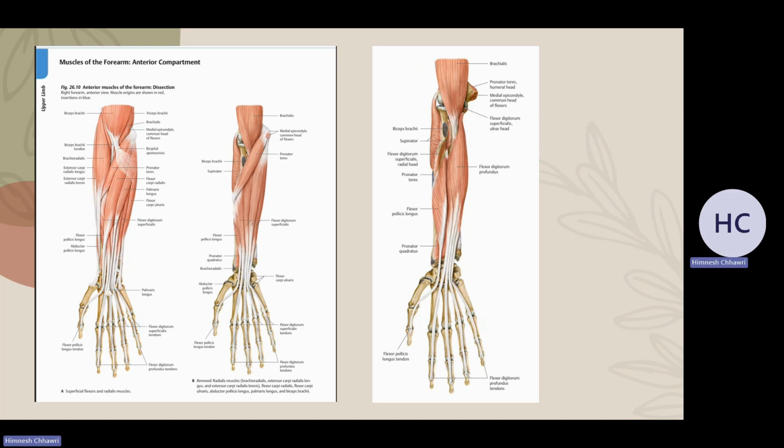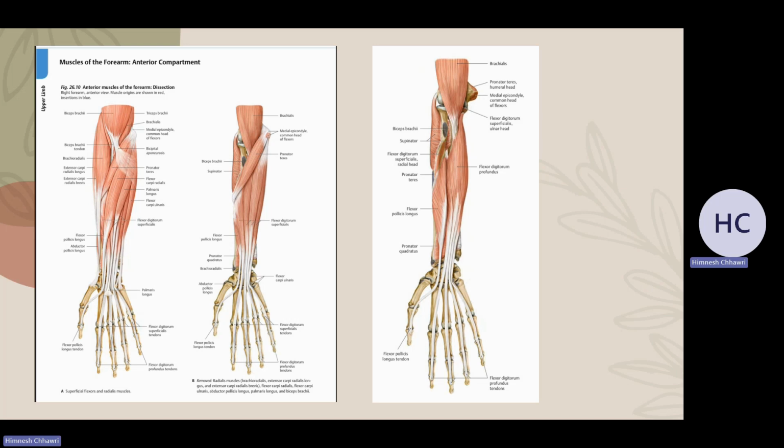Then we have the pronator quadratus. I'll try to draw it because you can't see it in the picture correctly, but it's like a quadrangular muscle, like this. You'll find it below the tendons. It originates from the distal one third of the ulna, and inserts into the distal one third of the radius. Distal one third of ulna to distal one third of radius. Okay.